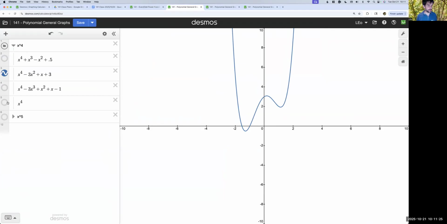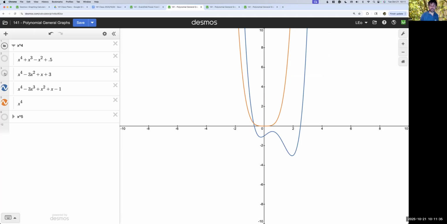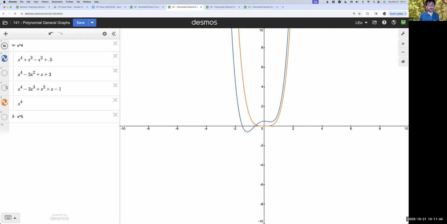Remember our power functions. Here's our power function x to the 4th, goes through 0. It's symmetric over the y-axis. As we start adding these other terms, things get a little more complicated, right? We see these characteristic kind of looks like a hill or a valley, right? We've got these little extra bumps going on in our polynomial. This is pretty typical behavior.